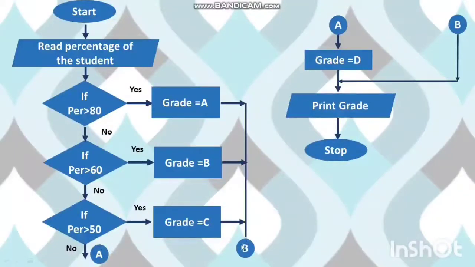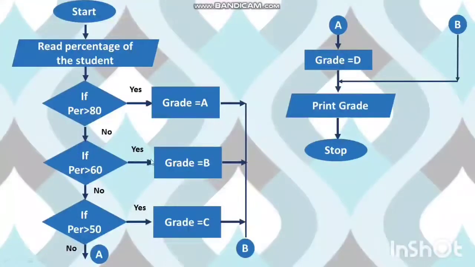Two connectors are used, A and B. So with this connector here, it is connected. So it will come directly and it will print the grade A over here, and then it will stop if it is greater than 80. And if it is not greater than 80, again it will come to the next condition, that is, it will check whether it is greater than 60 or not.